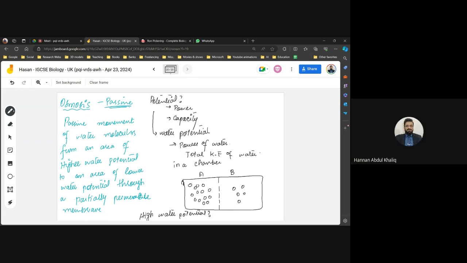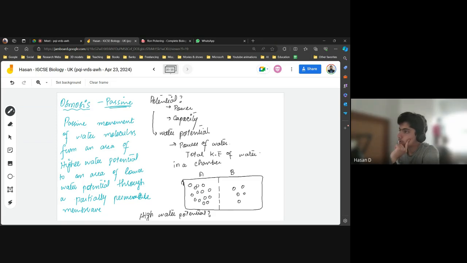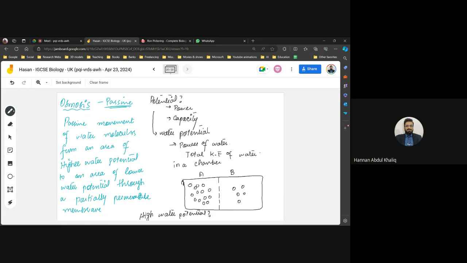Right now, both of the chambers have free water molecules. So then it would mean that it would be A, because it has more of them. So there would be more kinetic energy, higher kinetic energy, and higher collisions.